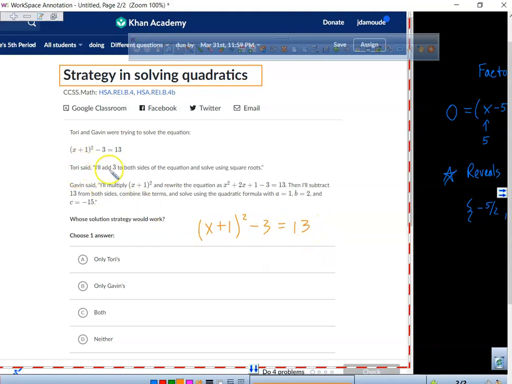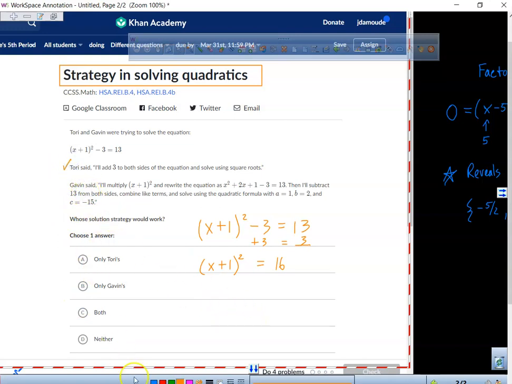Now, Tori said, I will add 3 to both sides of the equation and solve using square roots. Well, let's see what would happen if she added 3 to both sides. Now, could we solve using square roots and get our answer? Is that a viable option for Tori? Yeah. So I'm going to say, Tori, good job. I'm going to say definitely Tori works.